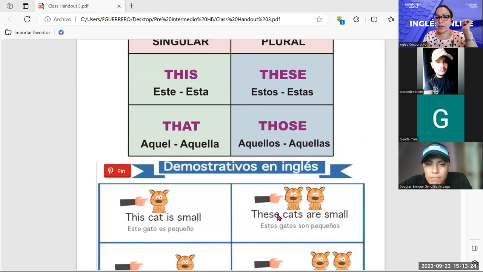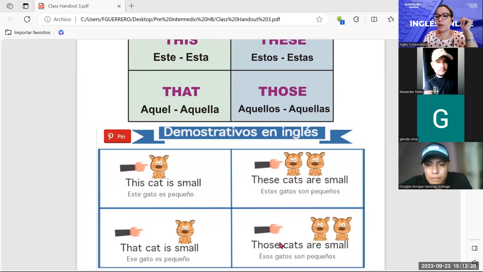Acá tenemos la ilustración. These cats are small. Si están lejos, es those. Those cats are small. Es como decir aquellos gatos son pequeños. Entonces recuerden, esto es para plural. Si están cerca, these. Si están lejos, those. ¿Ok? ¿Preguntas? ¿Está claro? Ok. So remember that.